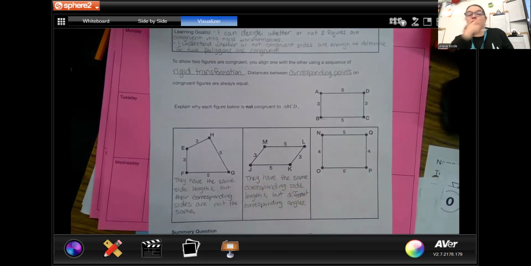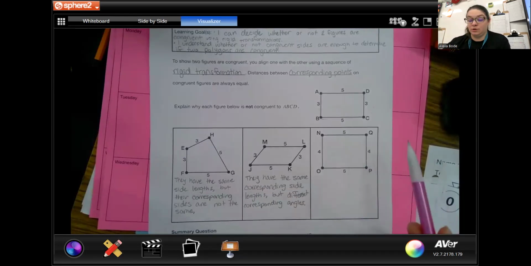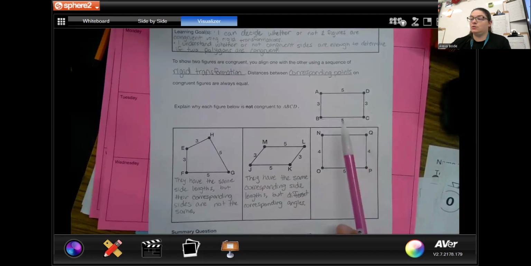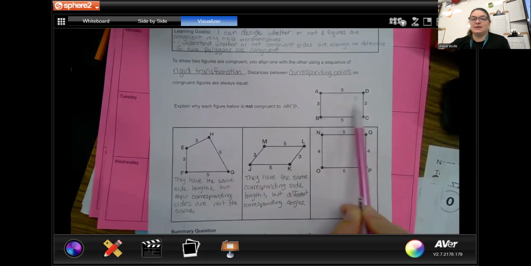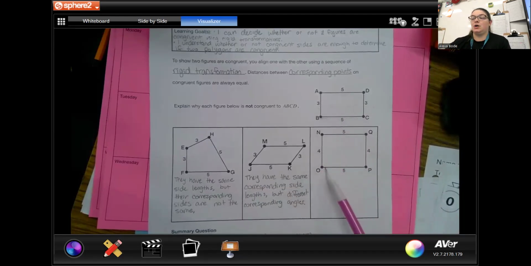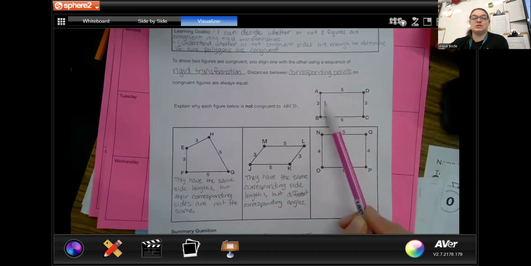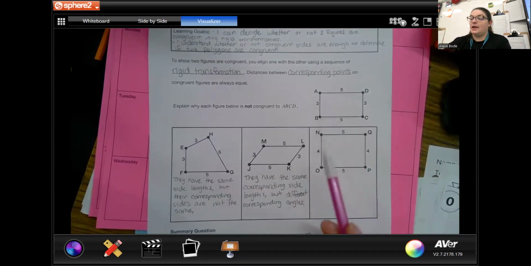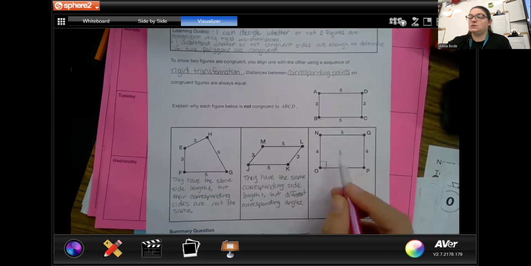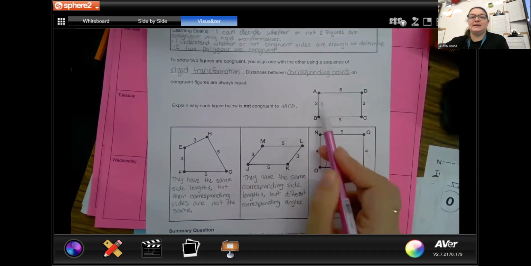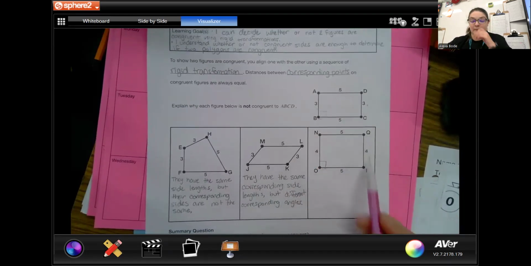So the corresponding sides and the corresponding angles need to be congruent. Okay, and our last one is OPQ. This one, we have O and P, N and Q are corresponding and the same, but NO is not the same as its corresponding AB. It also has the same angles, but again, these side lengths are not the same here.